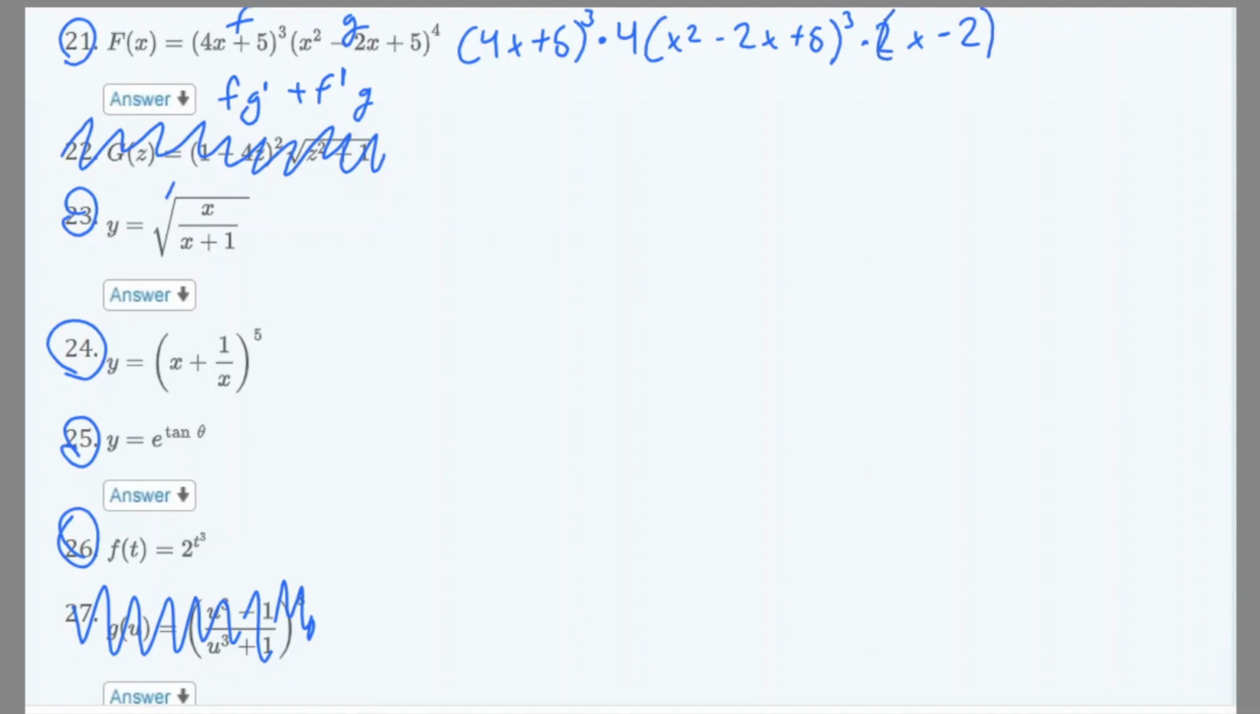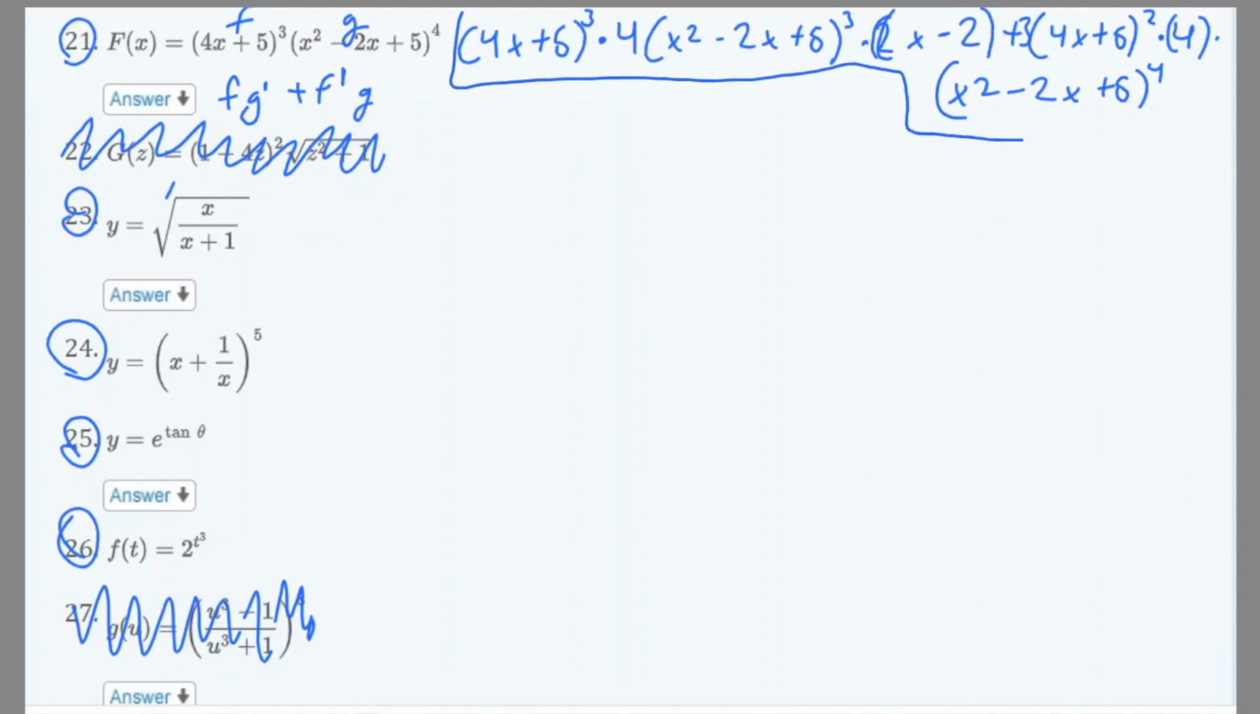And then that's going to be added on to f prime times g. So f prime is going to be 3 times (4x plus 5) to the second power multiplied by the inside function derivative, which is 4, and then multiplied by g, which is just going to be (x squared minus 2x plus 5) to the 4th power. And this long function here would be your answer.